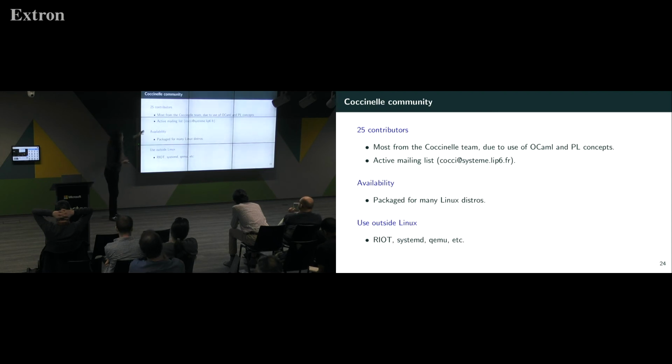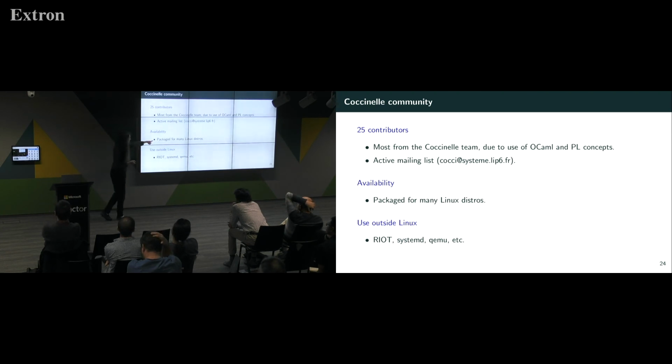Regarding the community, in the last 10 years we had 25 contributors, but most of those were just people that we hired and trained. So we have an issue, which is that our target audience and the kind of people who develop the kind of code we're writing have no intersection whatsoever. But we do have an active mailing list. People ask questions, and sometimes non-members of the Coccinelle team actually answer those questions, so we have the feeling that people are understanding what's going on.